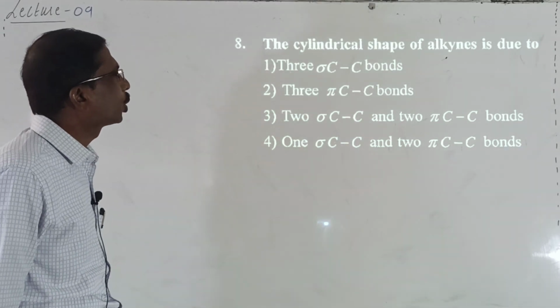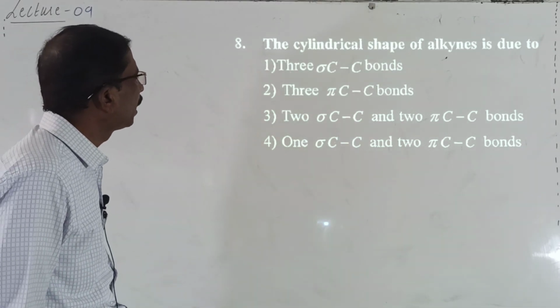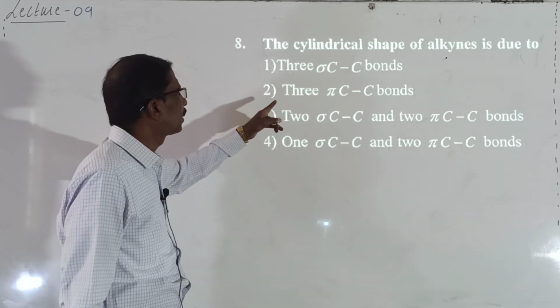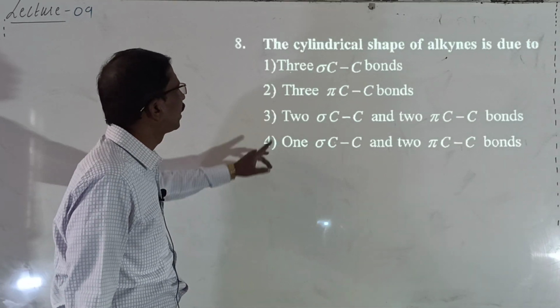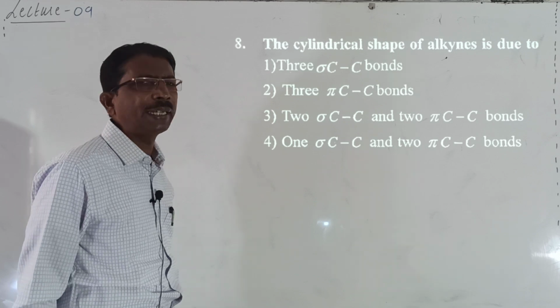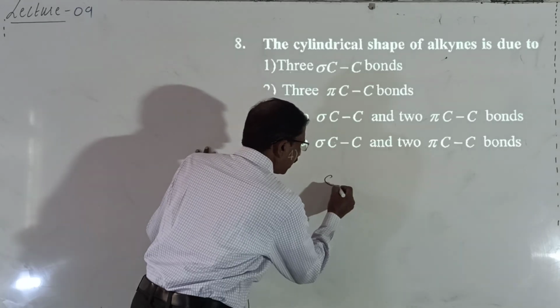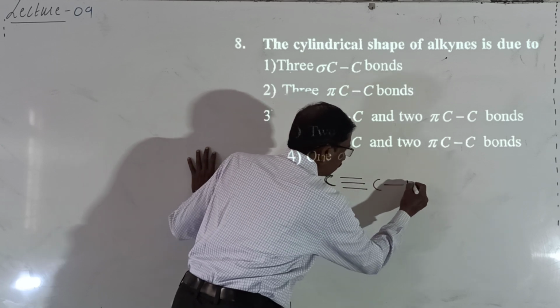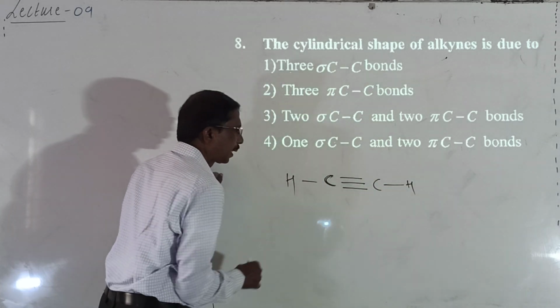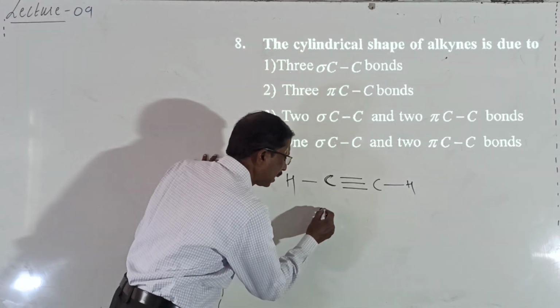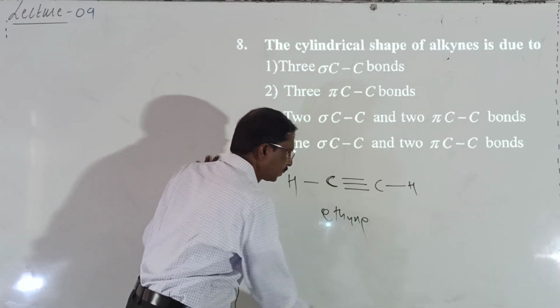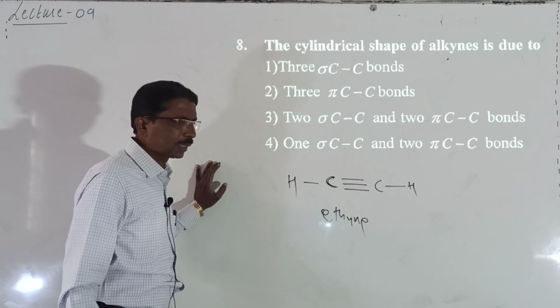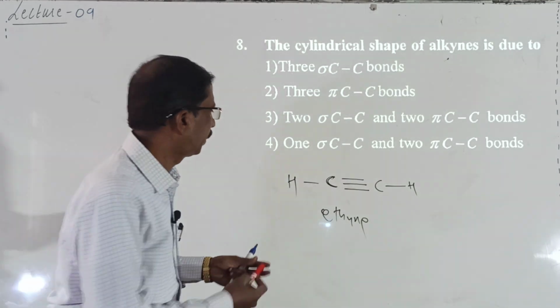Look here. The cylindrical shape of alkyne is due to 3 sigma bonds. So here it is the cylindrical shape of alkyne. Look here, students, alkyne I will write here. Alkyne means I will take an example of ethyne. Ethyne has a cylindrical shape. I will write its shape.